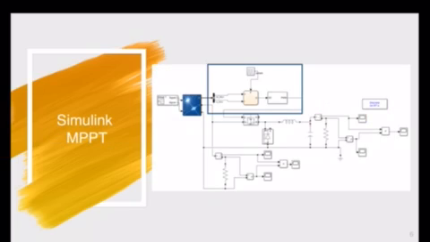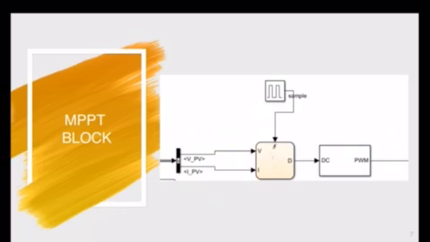Next, we're going to where the bulk of the maximum power point tracking happens. In yellow, you'll see an MPPT block and the inputs into it are the voltage and current produced by the solar cell and sampled every 10 seconds, and the output of the MPPT block is the duty cycle of the DC to DC buck converter.